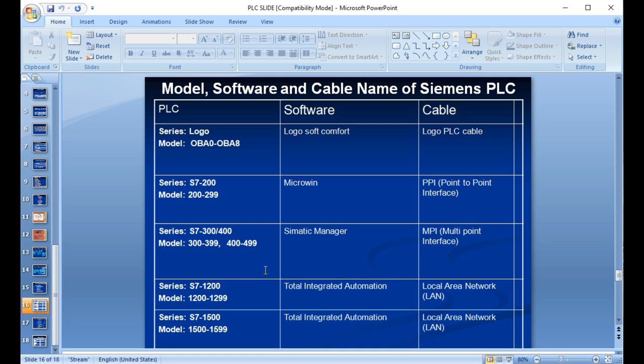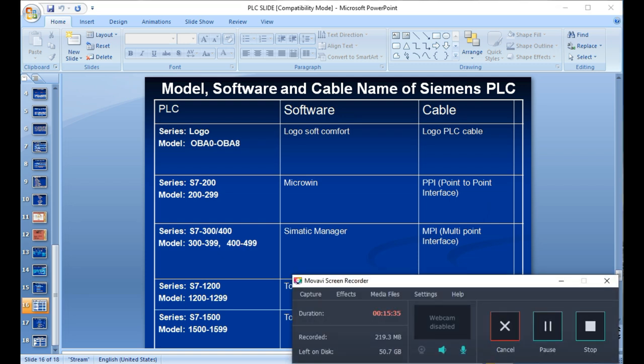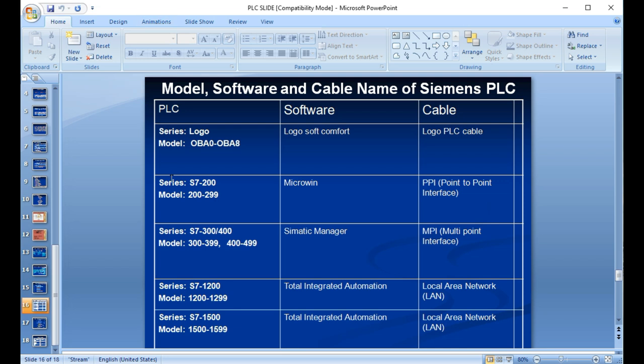Oh my god, this is very flexible, and after you know the descriptions, in my next video I want to describe fully how it works in every PLC. That's why, today, no more.